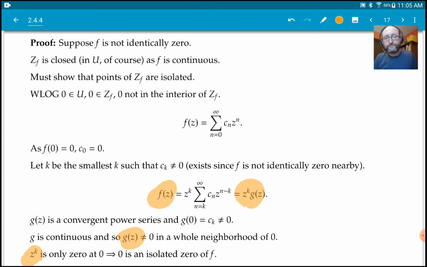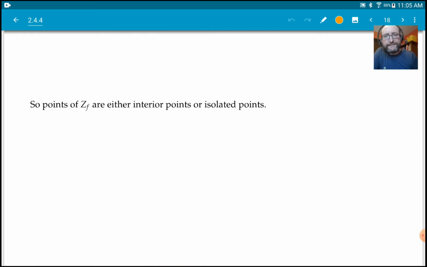All right. So what did we prove? We started with a 0 which was not in the interior of this set Z of f, and we showed that it is isolated. So that means that points of Z of f are either interior points or isolated points. There is no other possibility, right?